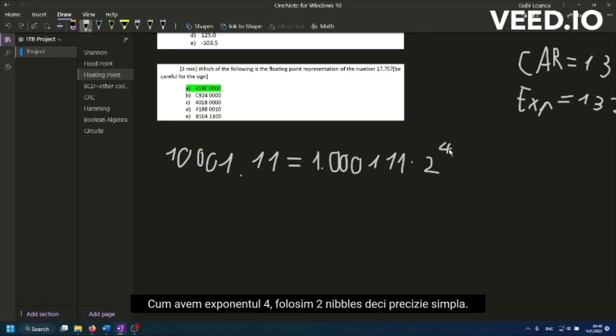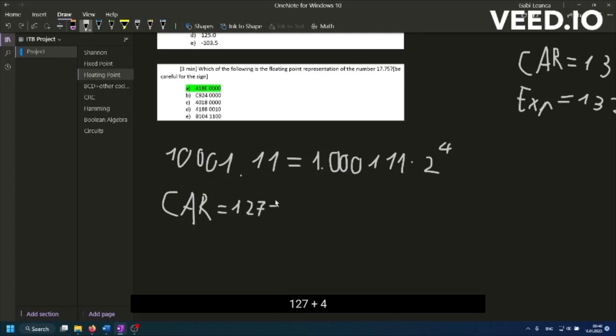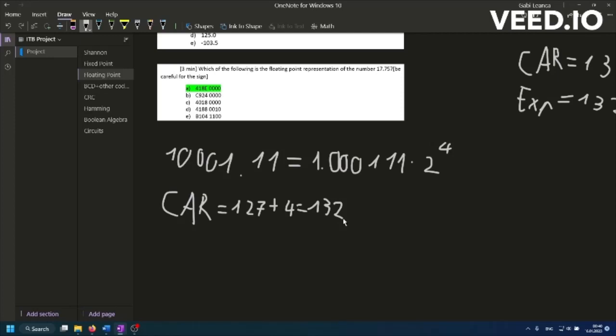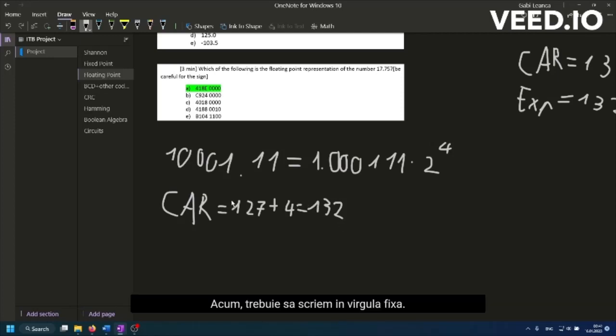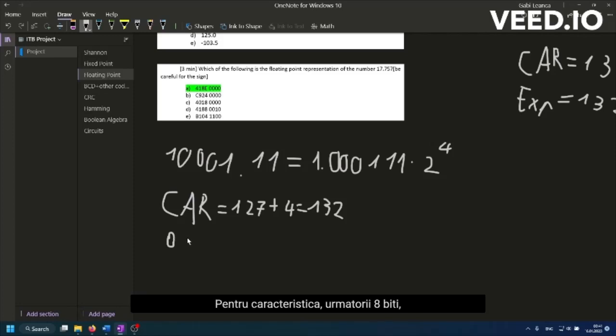Since the exponent is 4, we are using simple precision. The characteristic will be 127 plus 4, which is 131. So now we have to write it as a floating point number. First off, the sign. The number is positive, so 0. Now, for the characteristic, the next 8 bits: 1, 0, 0, 0, 0, 0, 1, 1. This represents 131, the characteristic.